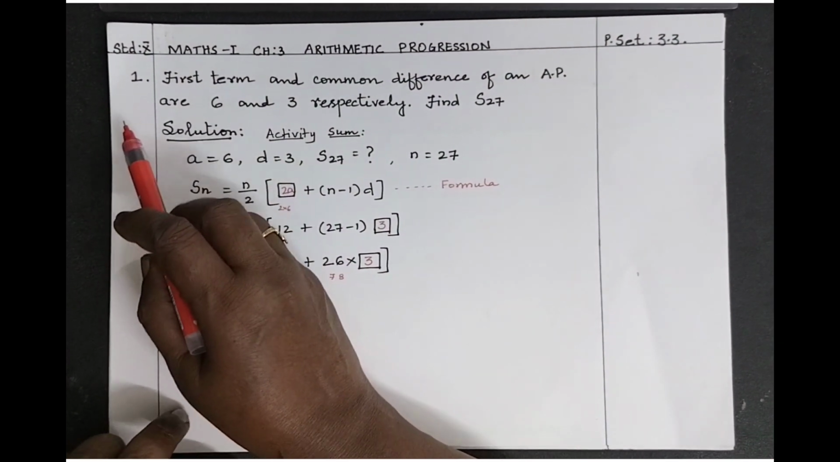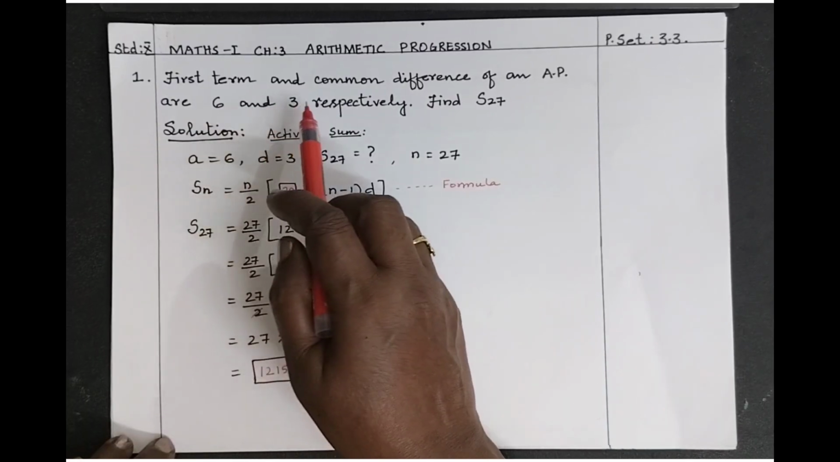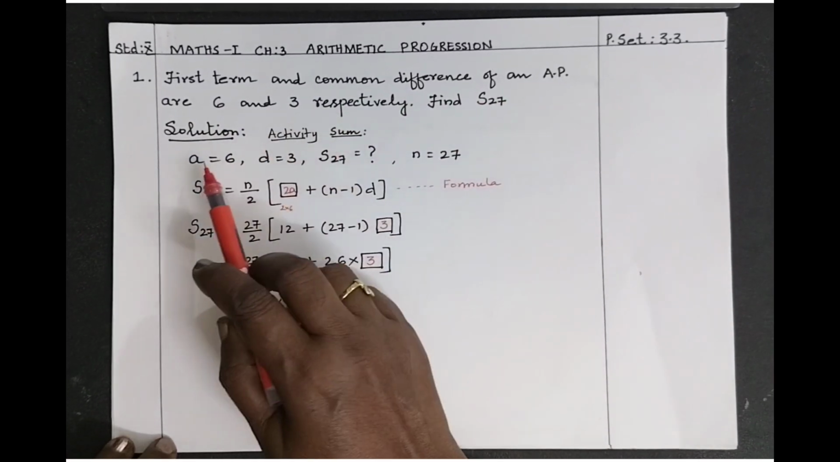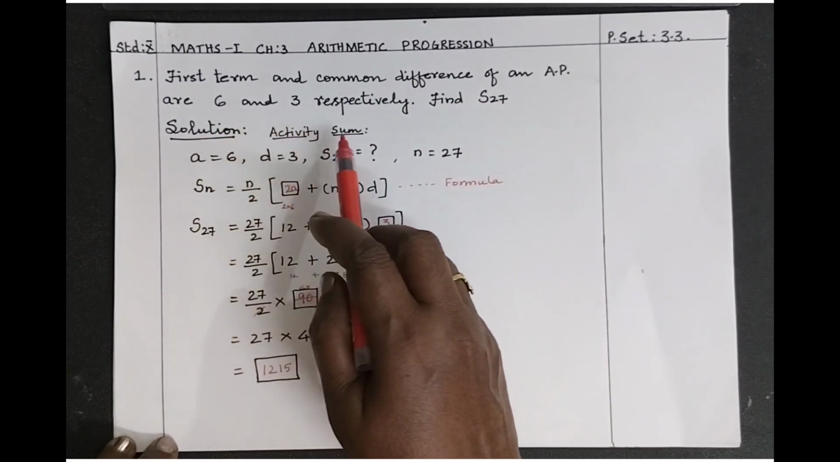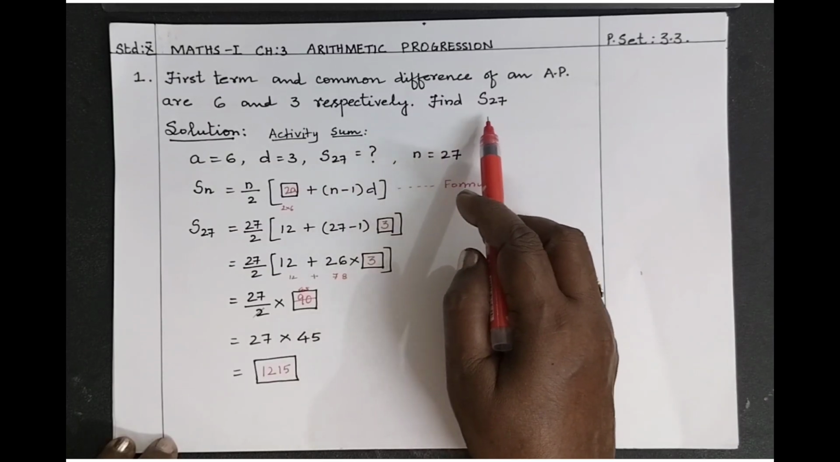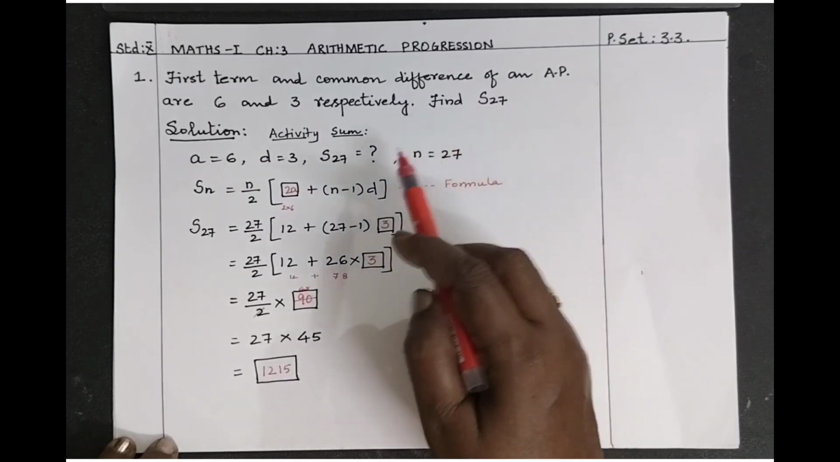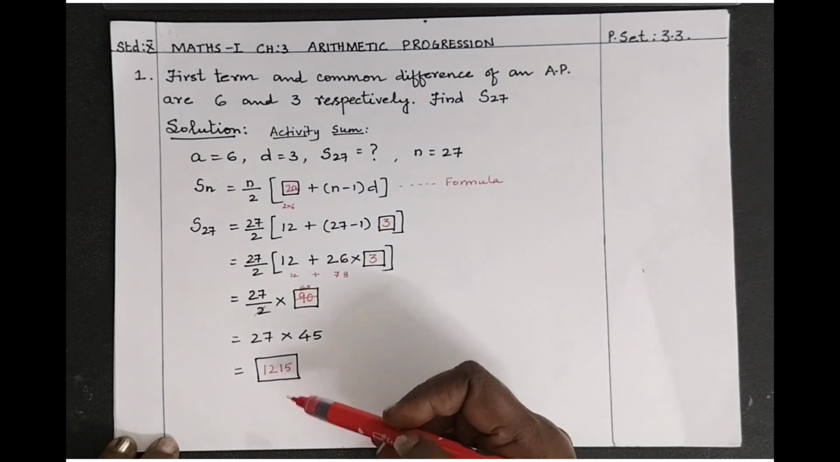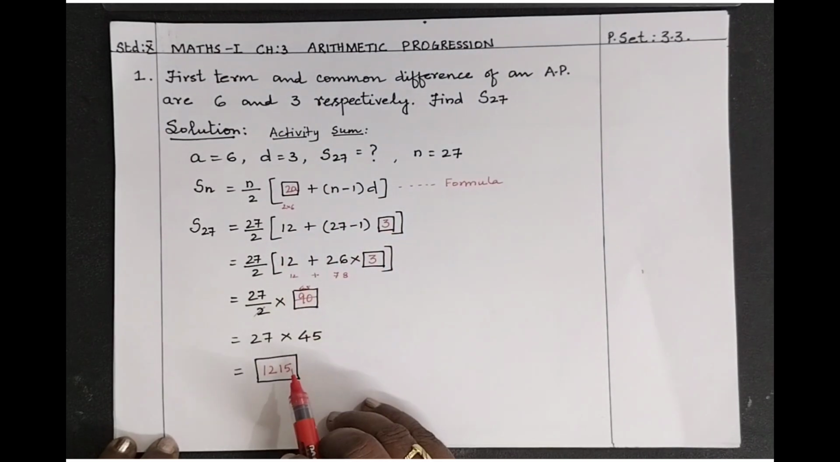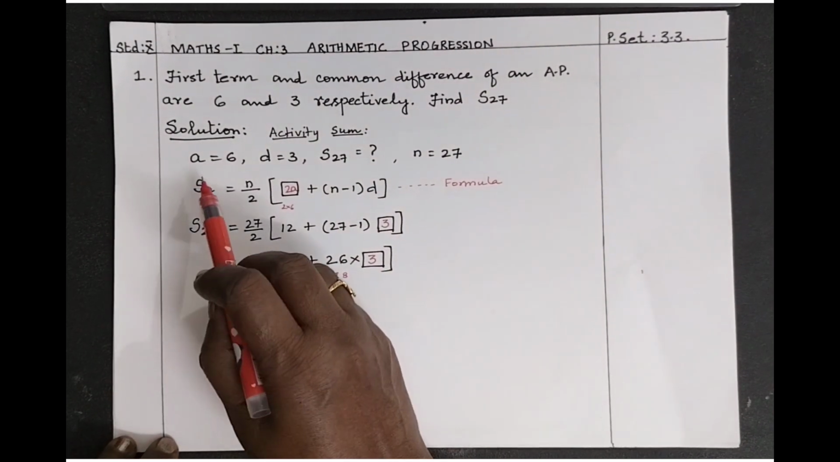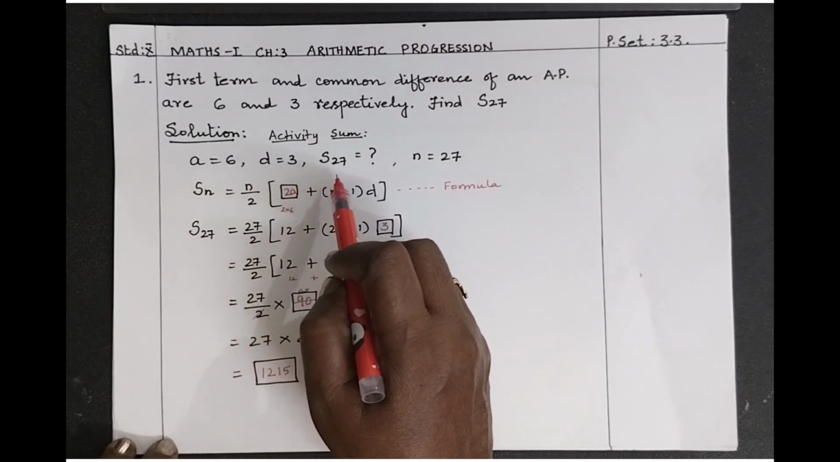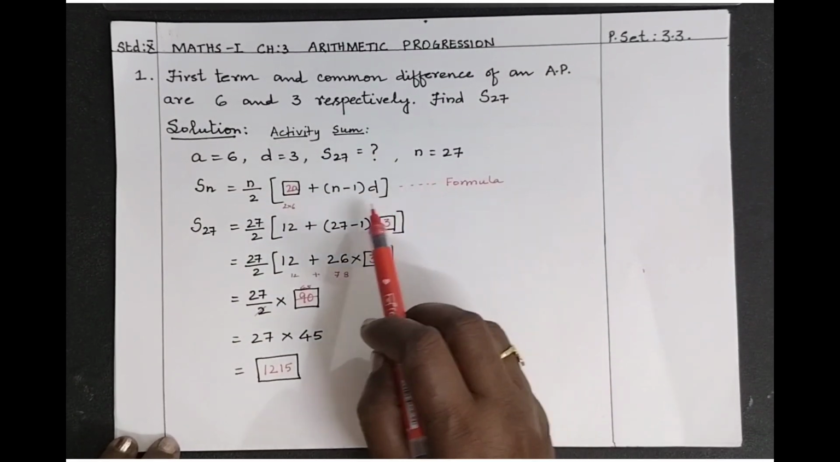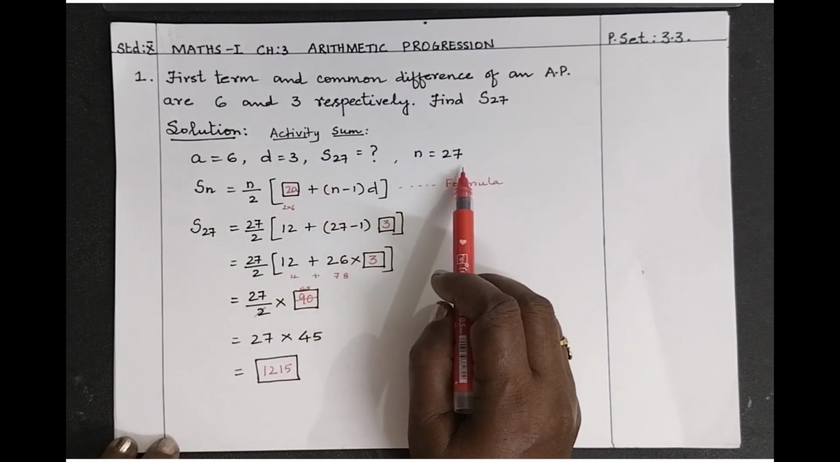First question is, first term and common difference of an AP are 6 and 3 respectively. Find S27. Now this is an activity sum. So everything is given with some blank boxes. We have to fill it up. A is 6, D is 3, S27 is what? S27 means n is what?